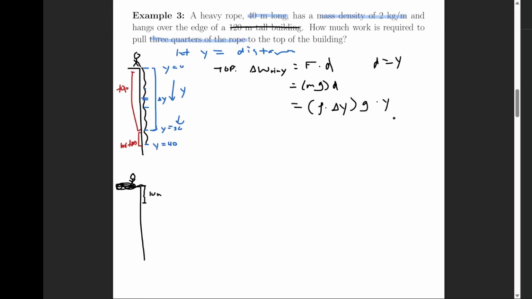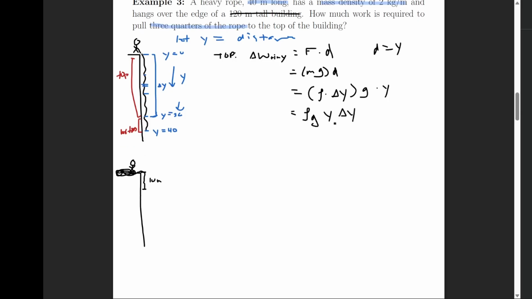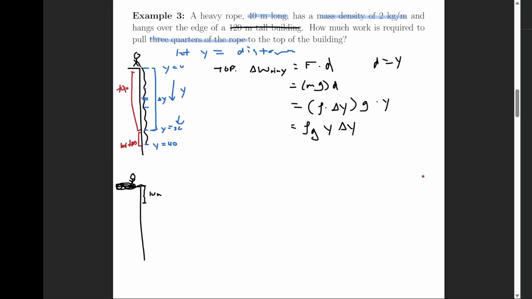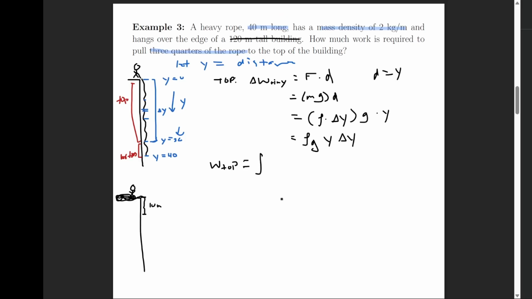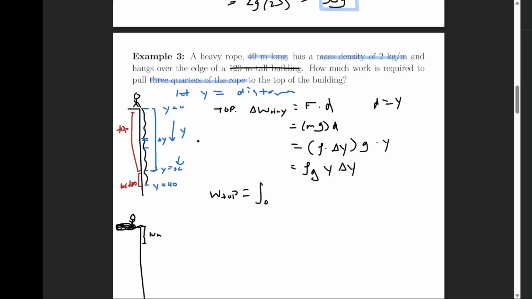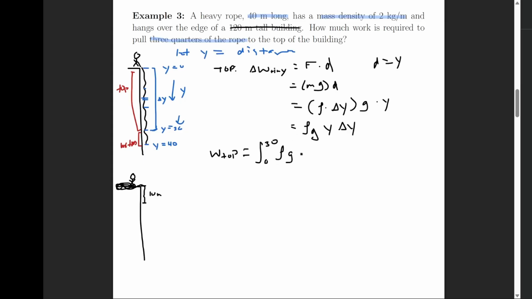Now I'll write it out a little cleaner so you can see it. It's easier to look at when you write it out like this, because you're pulling the constants up front and then the rest in the back for when we take the integral. It's whatever you want to do. So the work of the top: take the integral. What's our a and what's our b? Our a is going to be 0, because that's the top. And since we're only doing 3/4, y is going to equal 30. Then rho times g times y times delta y, which is also d.